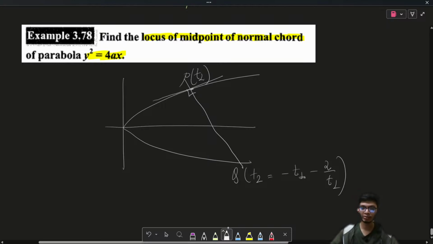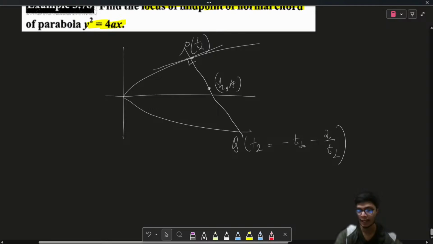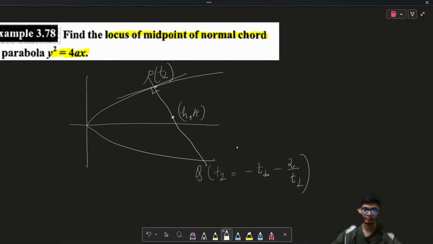So from this relation you can find out the midpoint of this normal chord. If you assume the midpoint as h comma k, you can find h comma k from these two relations. So easily you can do it and finally get to the final locus. So you will be getting some answer.